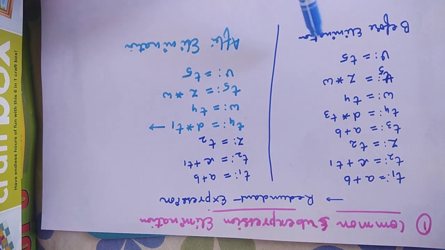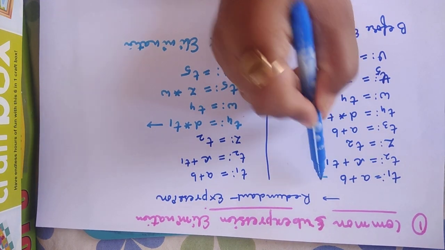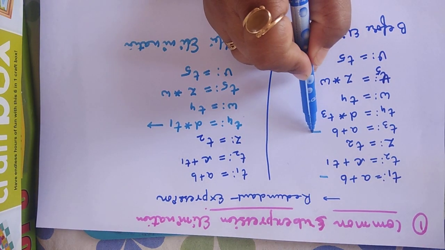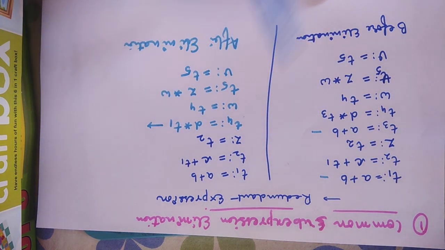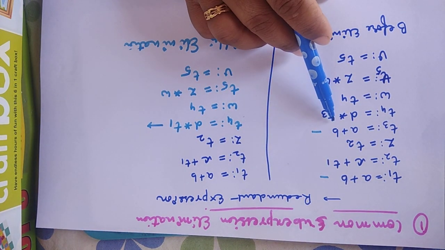In this code, we find that we have a redundant expression: A plus B was already computed, but we are computing it again. What common sub expression elimination says is that if you have this type of expression, there is no need to recompute it.